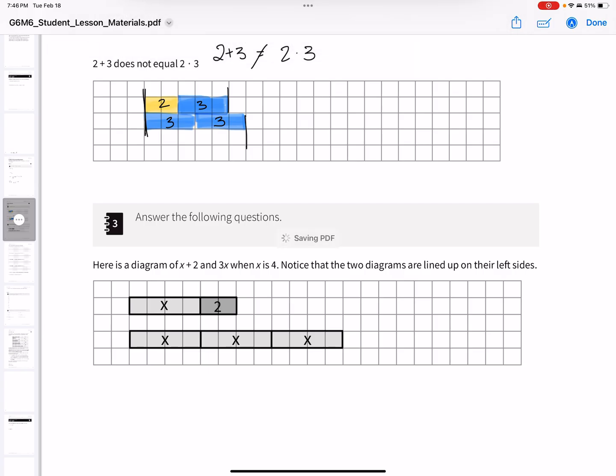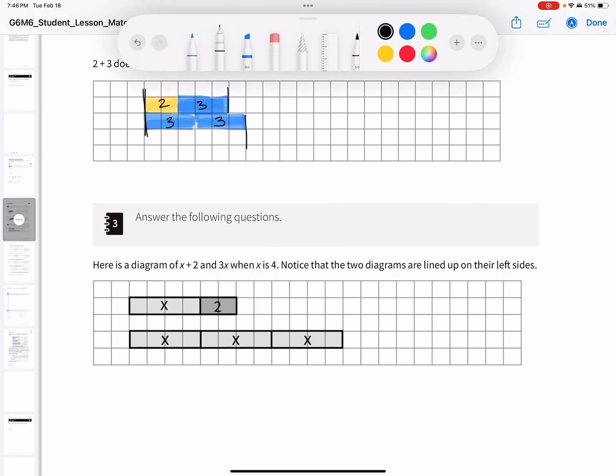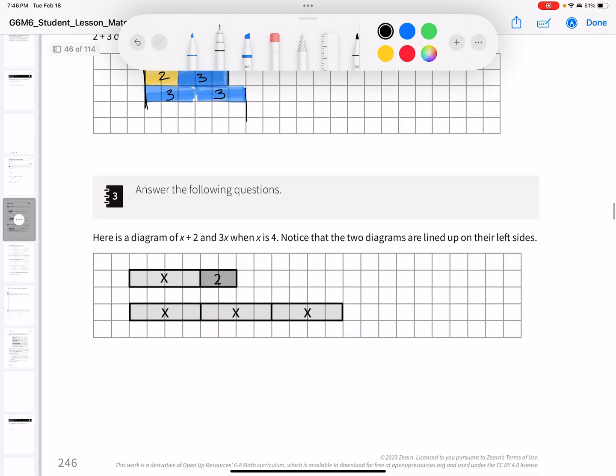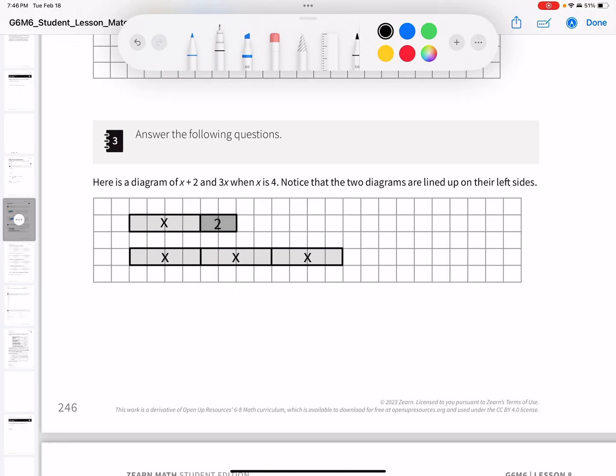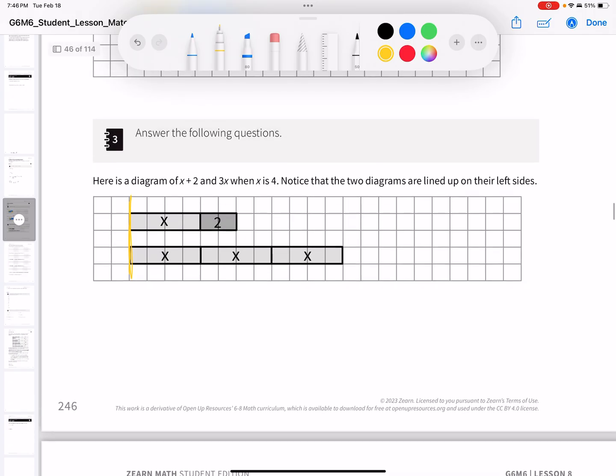All right, let's look at some examples here. Answer the following questions. Here's a diagram of x plus 2 and 3x when x is 4. Notice that the two diagrams are lined up on the left side. So here, we have them lined up, okay? And it says x equals 4. So you can see we have x, which is 4, here plus 2. Here we have 1, 2, 3, 4, one group of x, 1, 2, 3, 4, another group of x, 1, 2, 3, 4, another group of x. So that's 3 groups of x, okay?